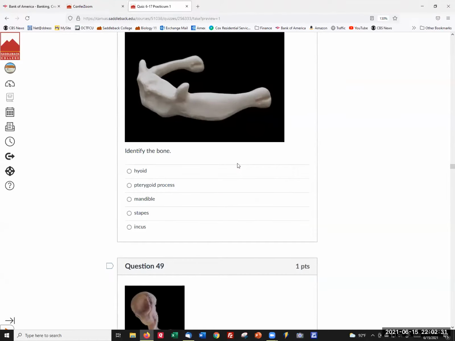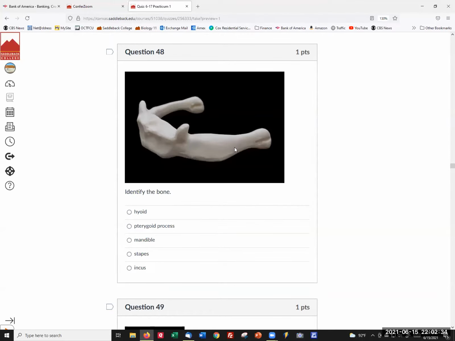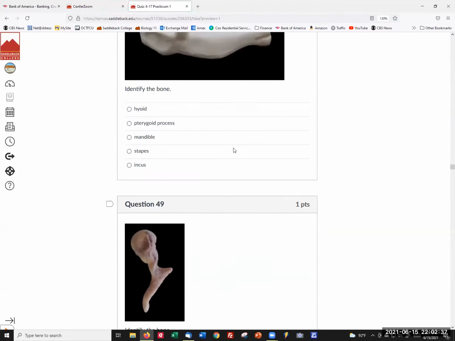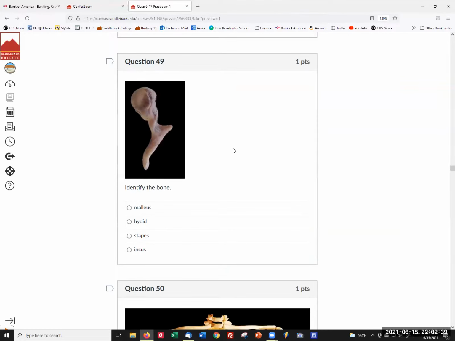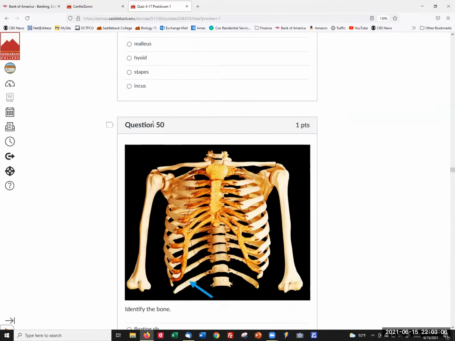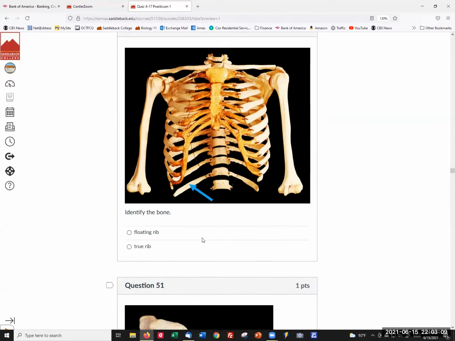The hyoid bone. You may not have seen that before, but there you go. This is a real good close-up of one of the ear bones. It's the malleus. The malleus. It's supposed to look like a hammer. I never quite understand that, but take their word for it. The incus looks like a tooth. This does not. And the stapes looks like stirrups, and this does not. So just by elimination. This is a floating rib.